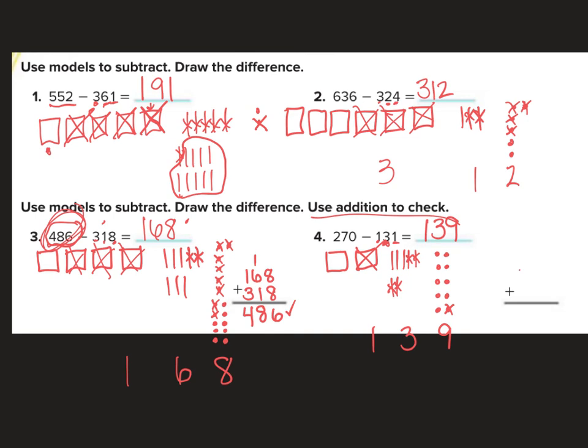Take my answer, 139 plus my middle number here, 131. 9 and 1 is 10. 1, 3, and 3 makes 7. And 1 and 1 makes 2. 270. Now, does that match with our starting number? Yes, it does. Check it off.